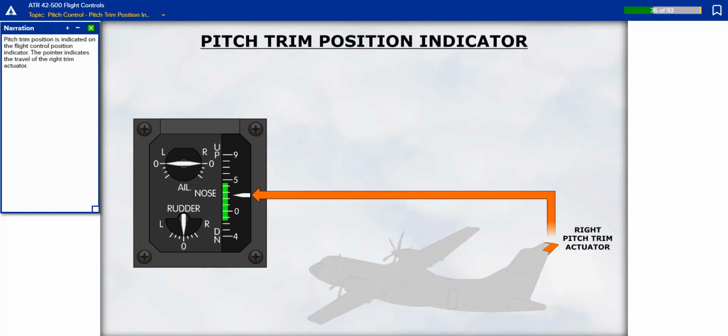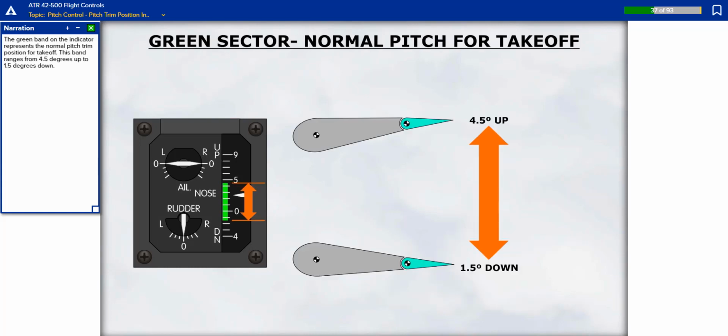Pitch trim position is indicated on the flight control position indicator. The pointer indicates the travel of the right trim actuator. The green band on the indicator represents the normal pitch trim position for takeoff. This band ranges from 4.5 degrees up to 1.5 degrees down.